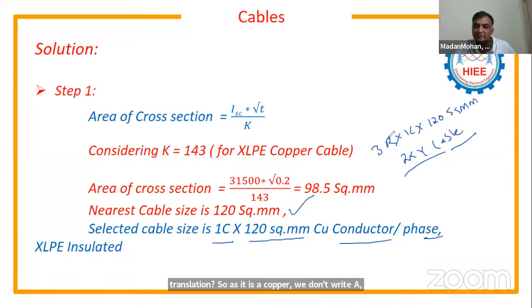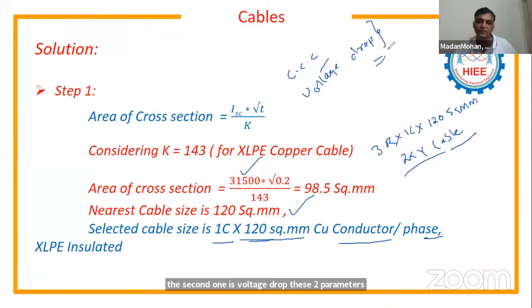Okay, this is 120 square mm. We have arrived at it based on the fault current. Once you have come up with the 120 square mm, we should also check whether the 120 square mm cable can withstand the remaining two parameters. One is the current carrying capacity, and the second one is voltage drop. These two parameters also shall be satisfied by the cable. Then only is the selected cable suitable.